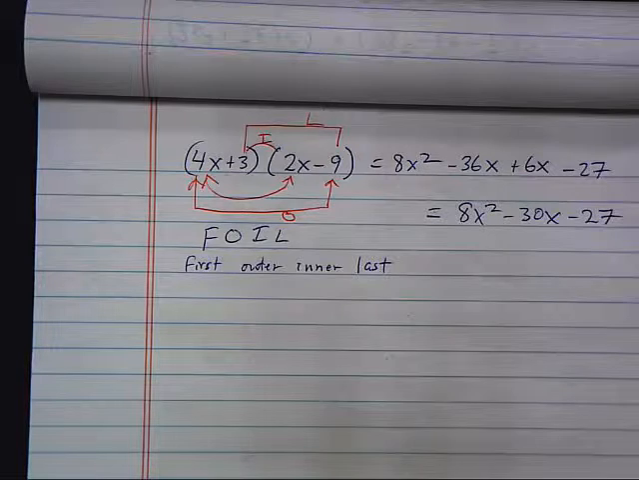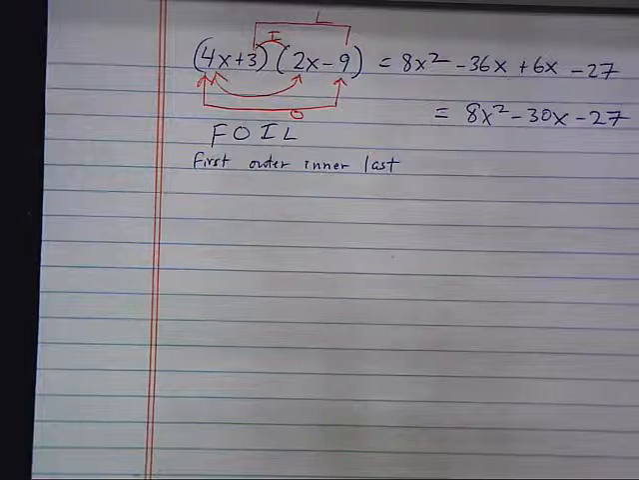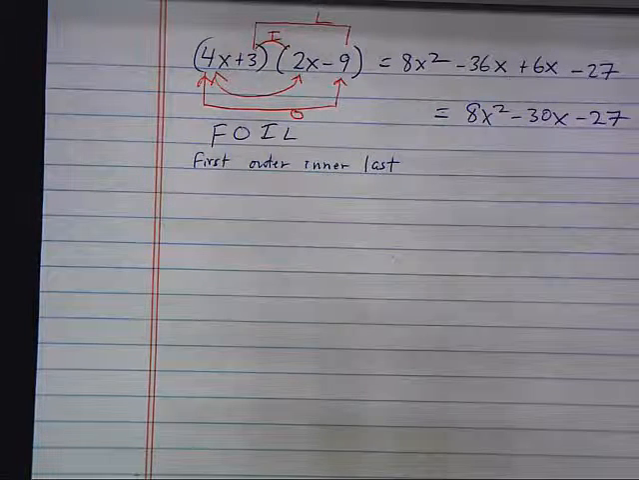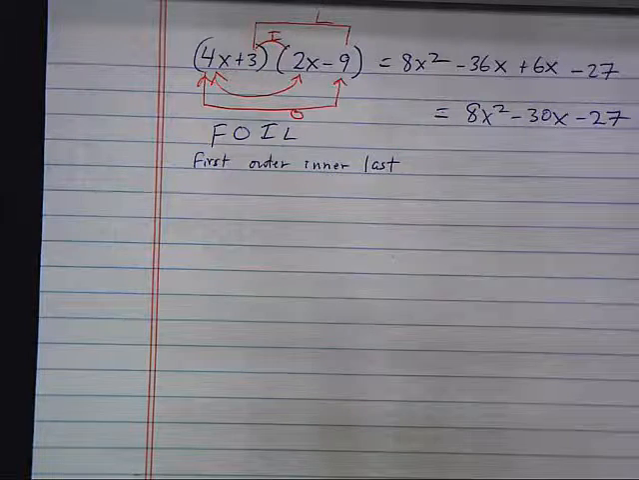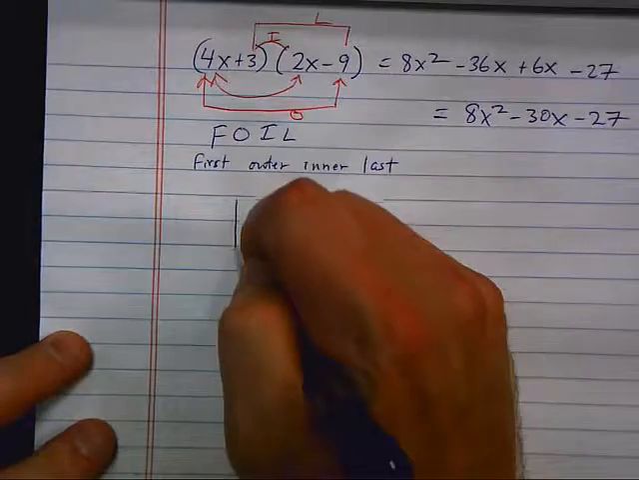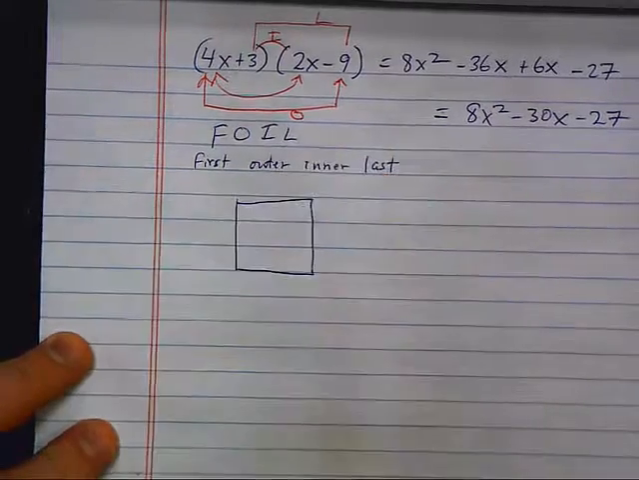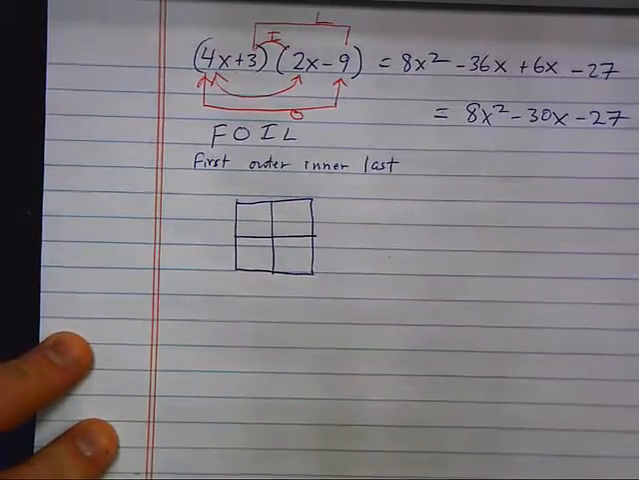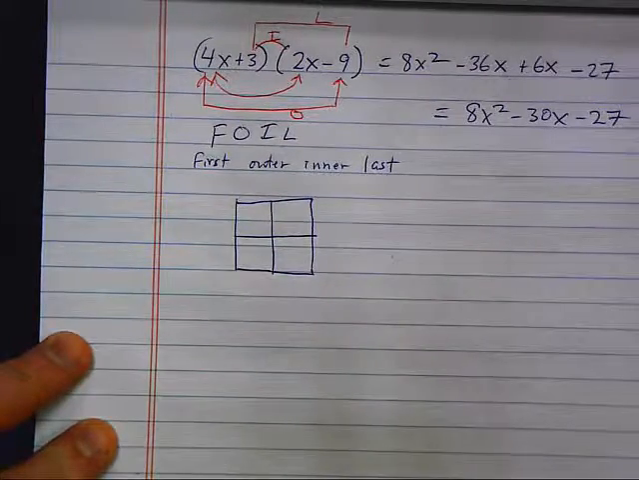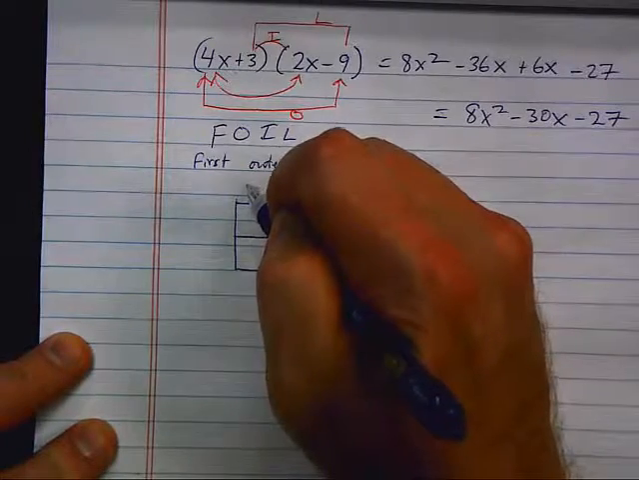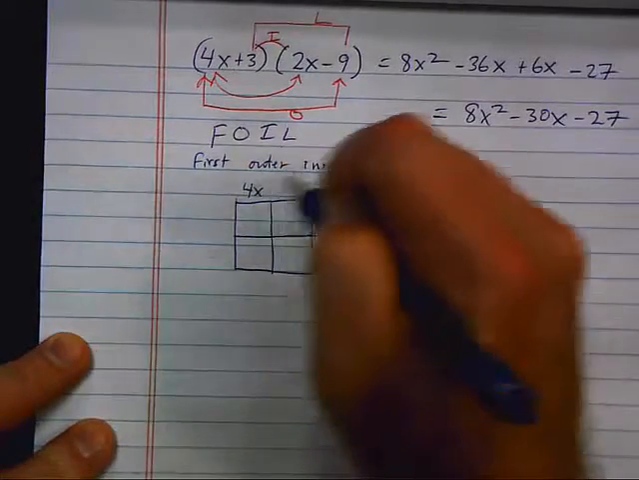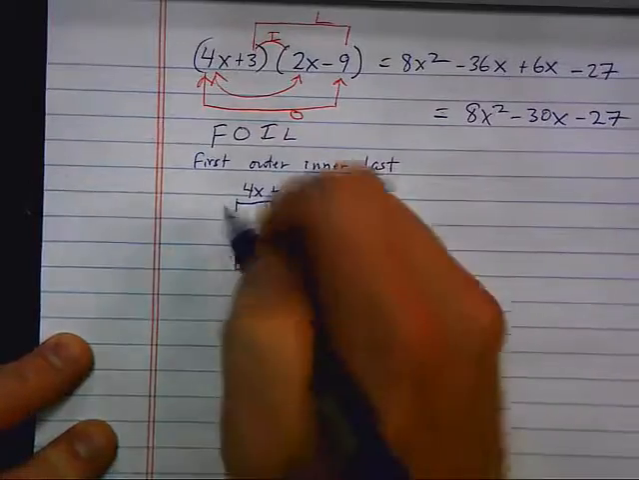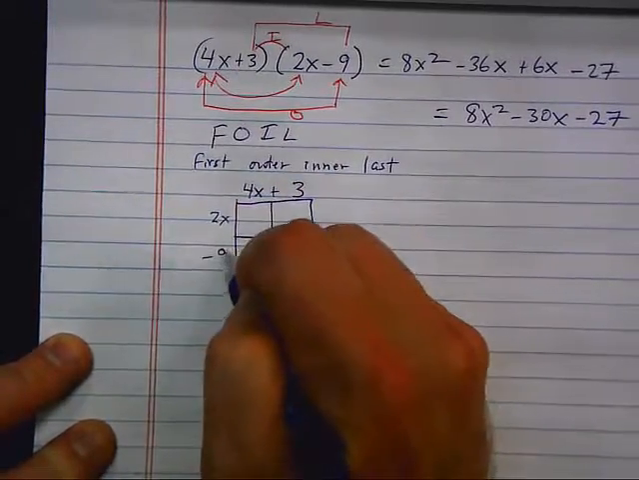Questions on that? Okay, how's the box method work? Somebody mentioned the box method. Oh, so we draw a box. You draw a box and put lines in. Then 4x is on the top, and then plus 3 is on the top right. So I put 4x right there? Yeah. And then plus 3. Then on this side, you put 2x, and then minus 9.